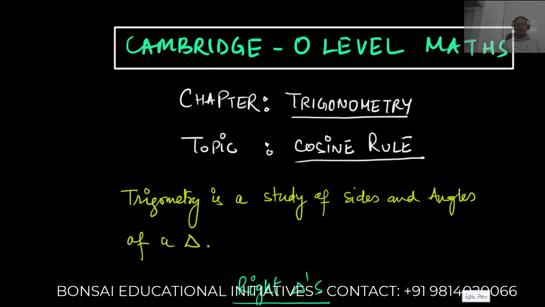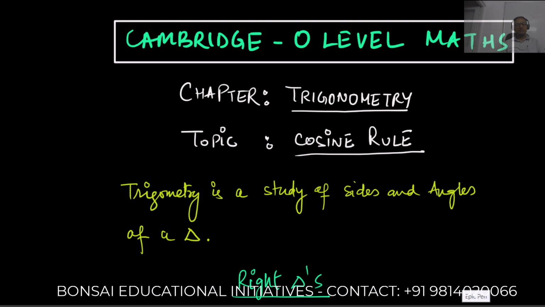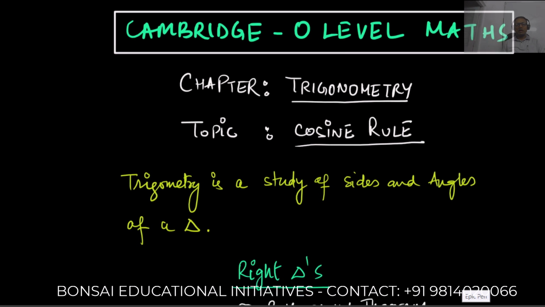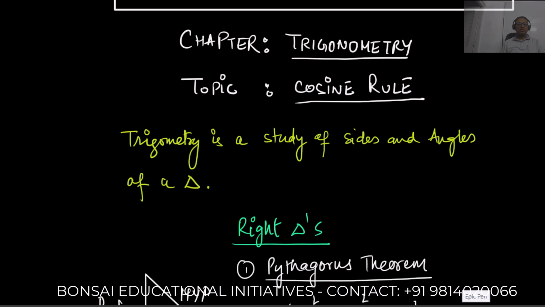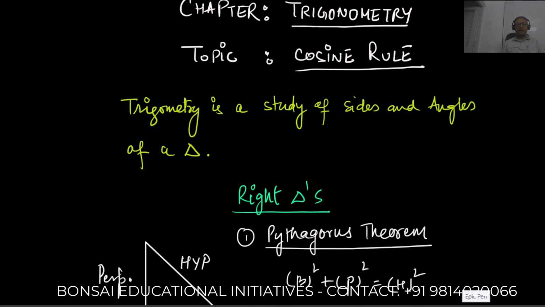The name of the chapter is trigonometry, and we had already discussed the sine rule before, and now we are going to discuss the cosine rule. So, why are we discussing the rule? Trigonometry is the study of sides and angles of a triangle. When we solve trigonometry, the main idea is to find the missing sides or any missing angle.